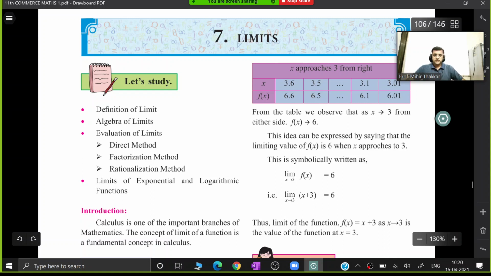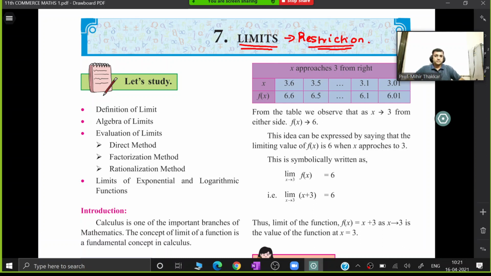So guys, let us start with a new chapter today, which is limits. Now, what exactly is the meaning of the word limit? In general, I can say that the meaning of the word limit is something called a restriction. You are applying a limit to a certain value, it means that you are applying a restriction to a certain value. Now, what kind of restriction can it be?